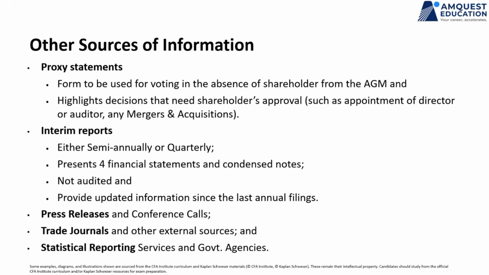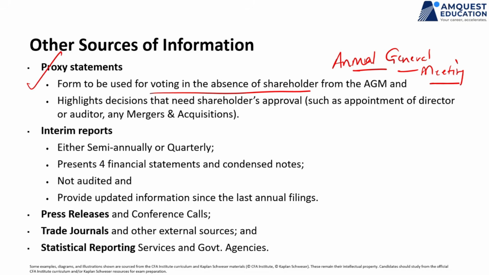We have proxy statements. Proxy statement means forms to be used for voting in the absence of shareholder from the AGM. And this will highlight decisions that need shareholder approval, such as appointment of director or auditor, any merger and acquisition. Right. So if a shareholder cannot come and attend the annual general meeting, AGM is annual general meeting, right? If you cannot go and attend an AGM, then you can vote in the absence of the shareholder by filling up a proxy statement.